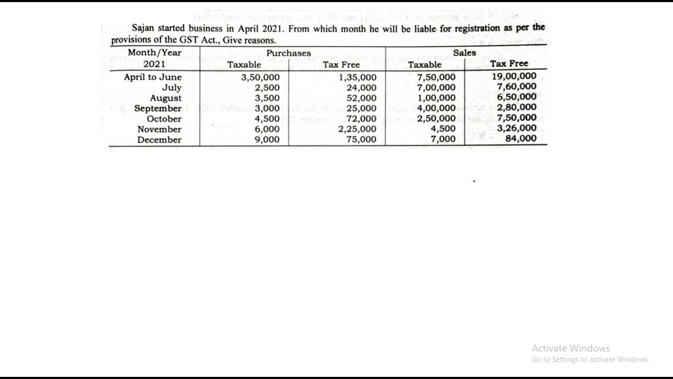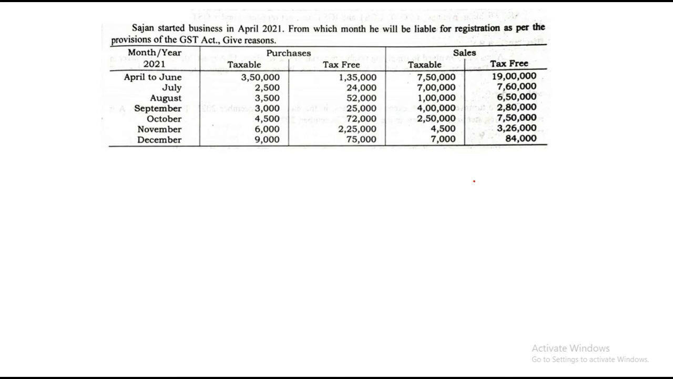Now, before solving, always check which state. They haven't given us any detail relating to state. So, if nothing is mentioned, we have to assume it's from the other category, that is the general category. That is the last category, where the threshold limit is 20 lakhs for service, 40 for goods, and if it's goods and services, then again 20 lakhs.